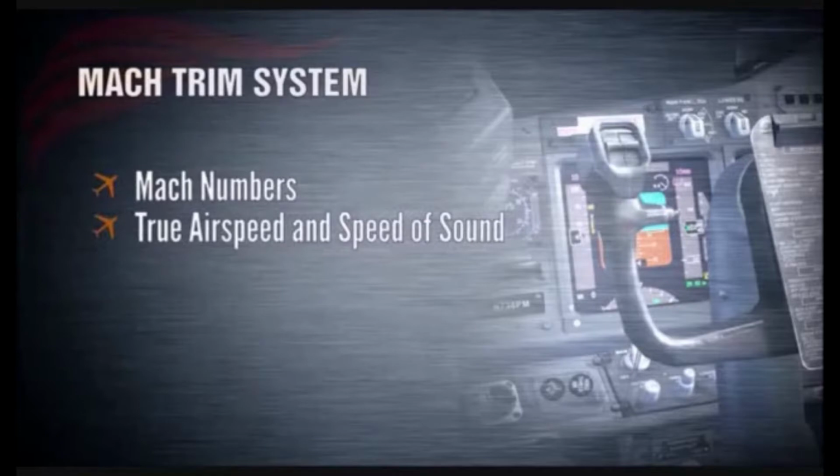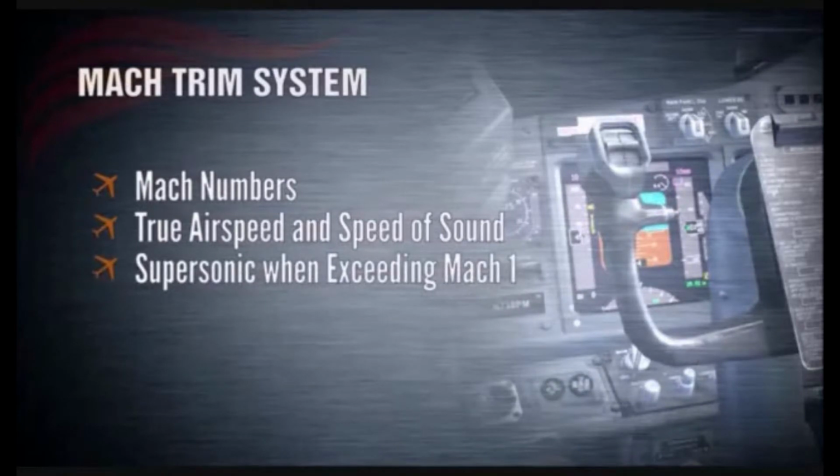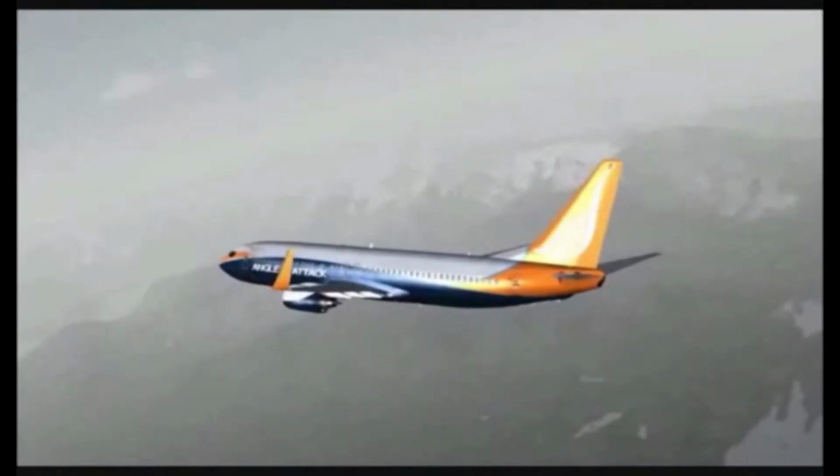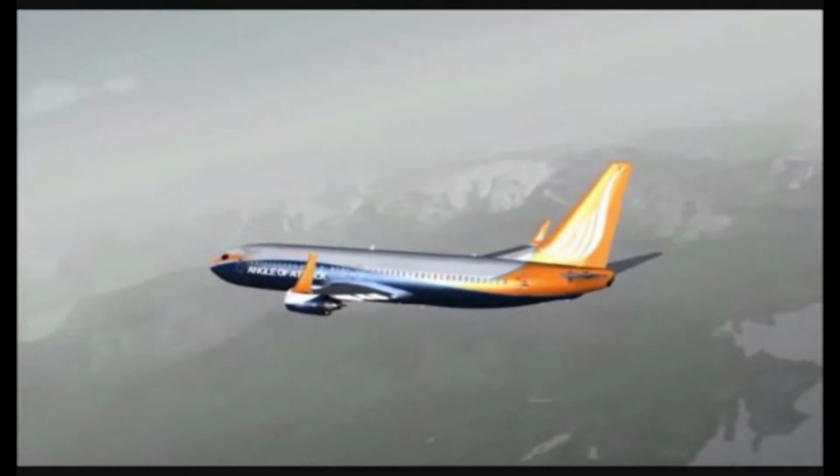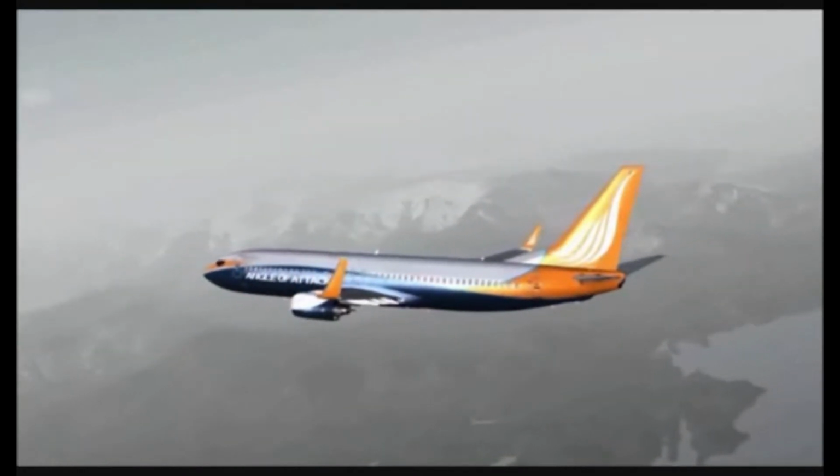We've mentioned the Mach trim system a couple of times during this lesson. This will be explained now. Mach number is the relationship between the true airspeed of an aircraft and speed of sound. If the Mach number exceeds 1, the aircraft becomes supersonic. The Mach trim system provides speed stability at Mach numbers above 0.615.